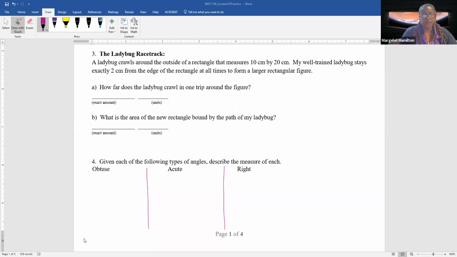Making sure that we're okay with the setup. If there's a hard part, coming from the words to the setup of the pictures is going to be the hardest part. It says a ladybug crawls around the outside of a rectangle that measures 10 centimeters by 20 centimeters. My well-trained ladybug stays exactly 2 centimeters from the edge of the rectangle at all times to form a larger rectangle figure. They didn't give us a picture, so we need to draw our own picture, and they're telling us it's a rectangle. We know that shape. So here we are with some rectangle figure.